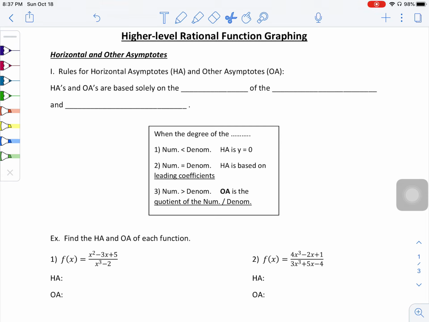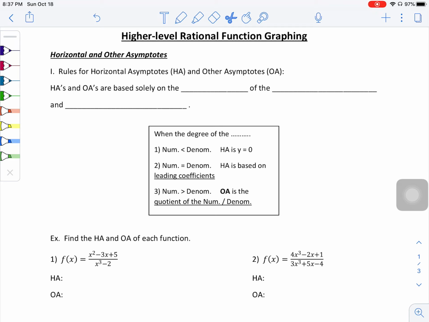Now, vertical asymptotes aren't going to change. Vertical asymptotes are going to happen anytime you need to throw a value out of the domain, because it creates a zero in the denominator. All right, so that's not going to change.